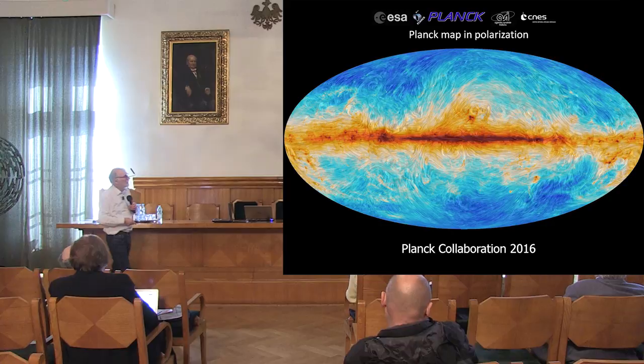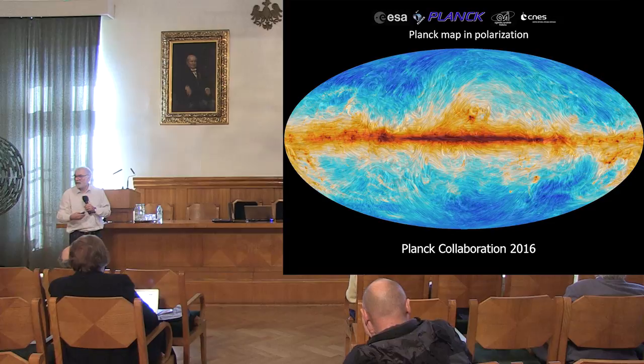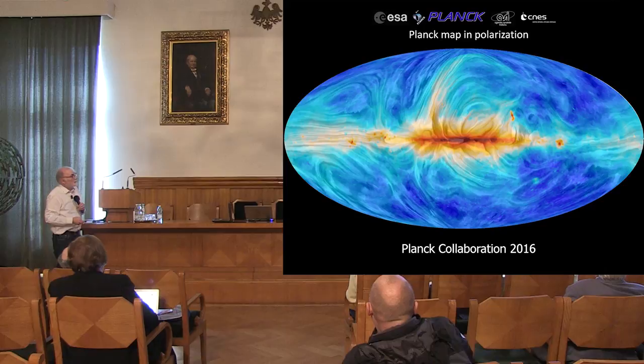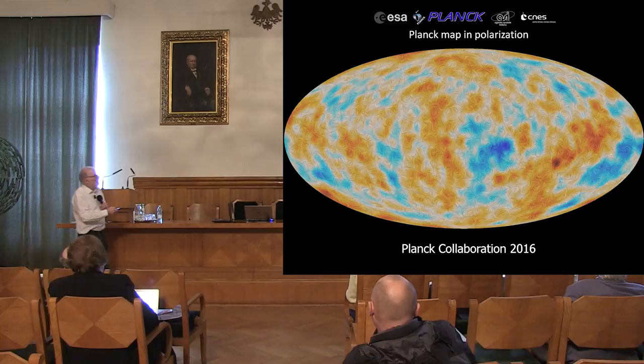So this is for the high frequency part, so this is essentially dust, interstellar dust that is polarized. And this is the synchrotron at low frequency. And again, you have different structure. So the situation is very complicated, okay? It's very complex because of the strong galactic signal. Nevertheless, we can construct, and this is now the map of the primordial polarization.